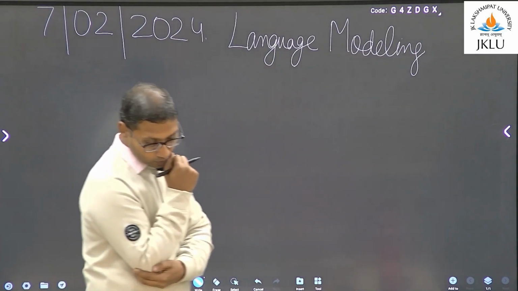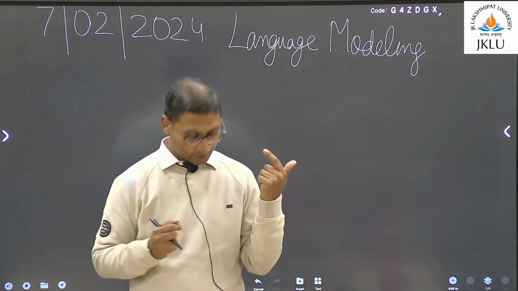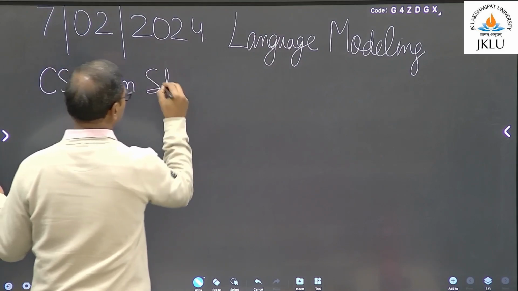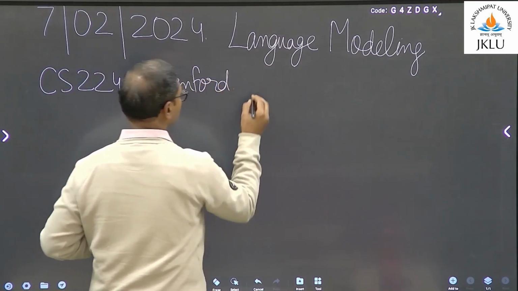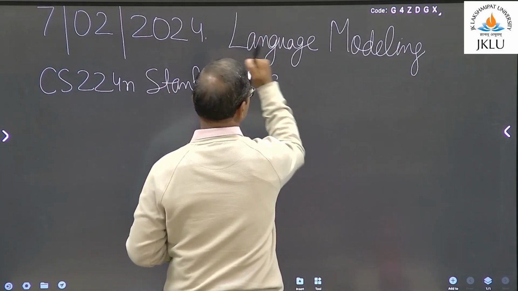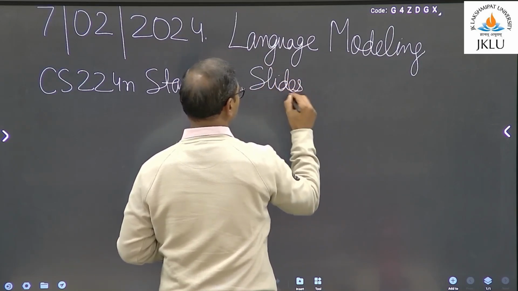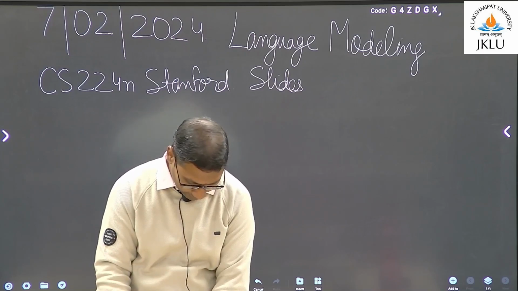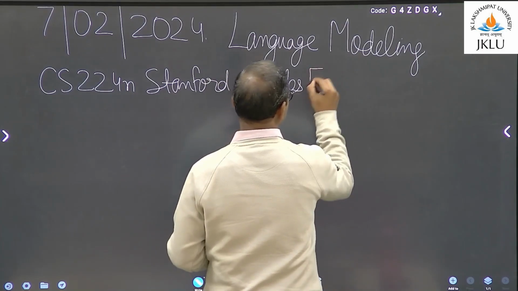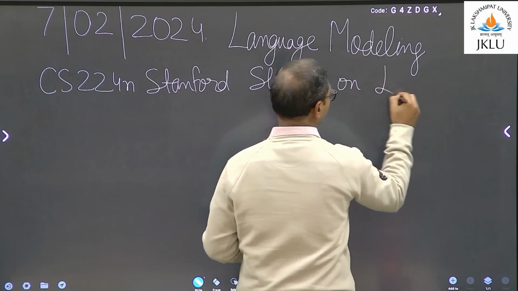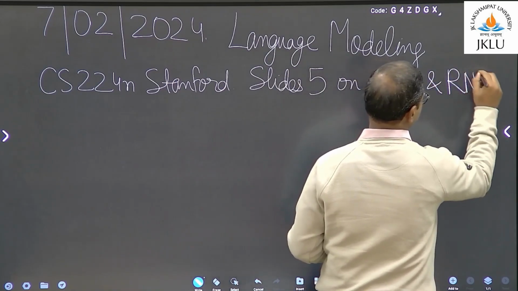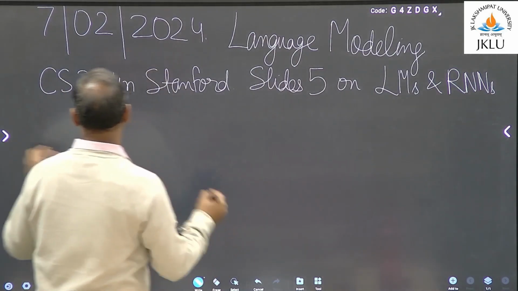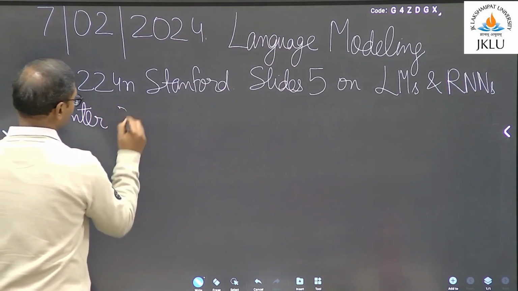My sources today are CS224N Stanford lecture slides, lecture 5 on language models and RNNs, winter 2023.